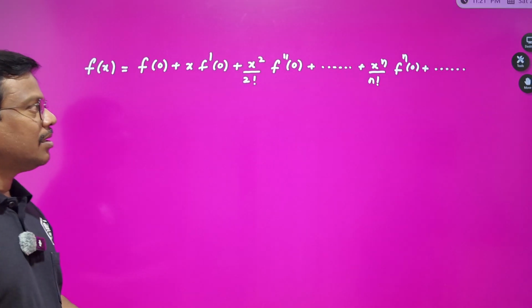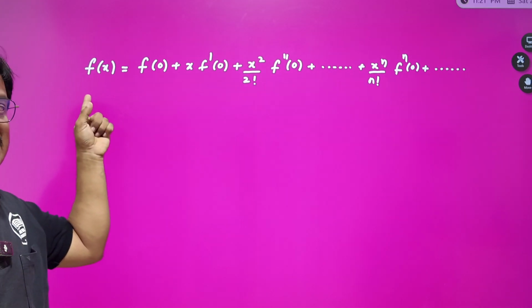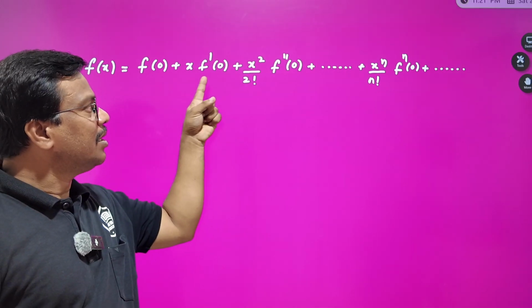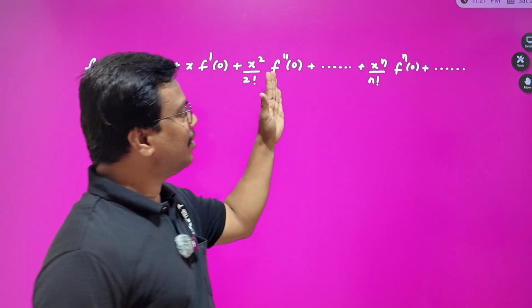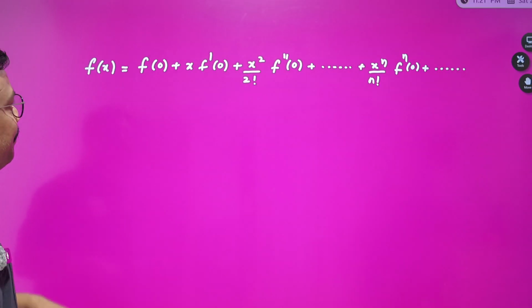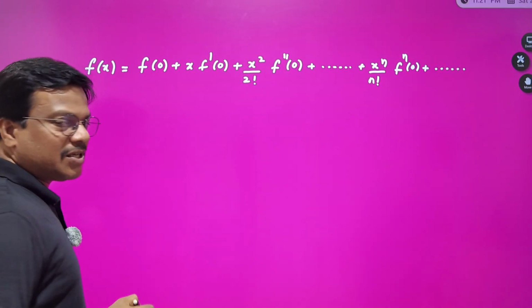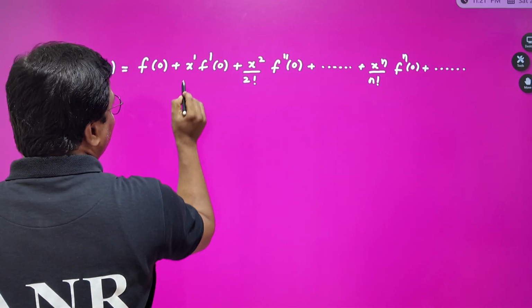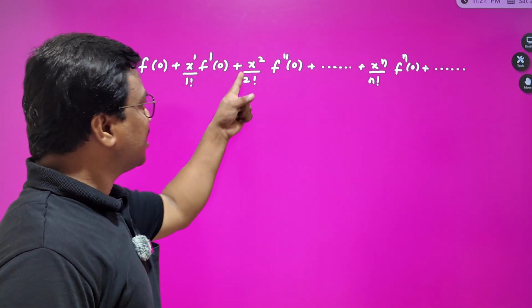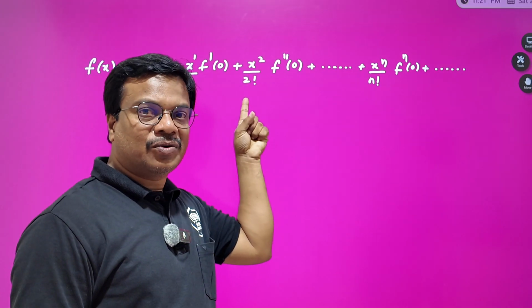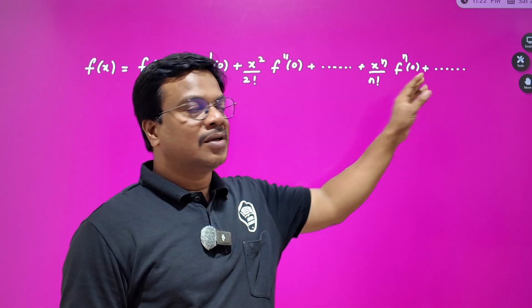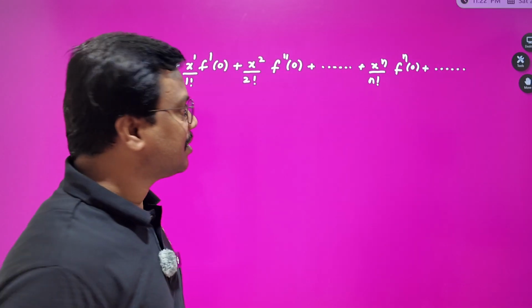This is Maclaurin's expansion. If f of x is given, then that can be written as f of 0 plus x into f dash 0 plus x square by 2 factorial into f double dash 0 and so on. It is very easy to remember. The first term is f of 0. Next term, exponent of x is 1, in the denominator you have 1 factorial and the first derivative. Next, exponent of x is 2, in the denominator you have 2 factorial and the double derivative. In the same way, if you continue, you will get the expansion of f of x.